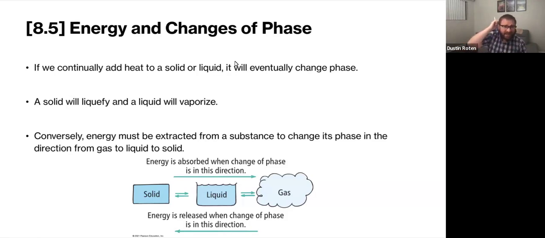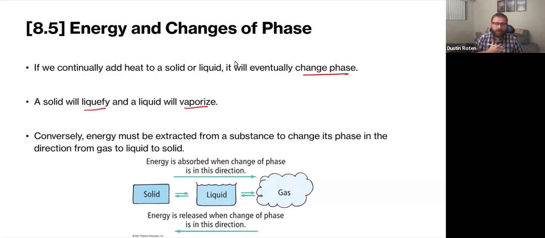So if we continually add heat to a solid or a liquid, it will eventually change phase. We know that. We've been talking about that. We heat up ice, we turn it into a liquid. We heat up the water, we can turn it into steam. But let's really think about this process and go through the whole transition from a solid to a gas. So here in words, we'll talk about that with this picture, but essentially a solid will liquefy and a liquid will vaporize. So the point here is the liquefaction and vaporization, basically some vocabulary.